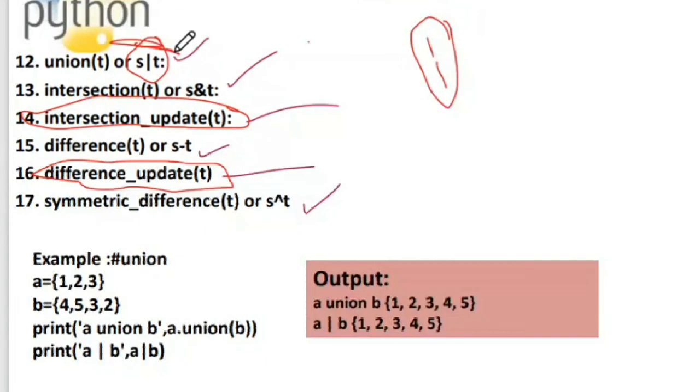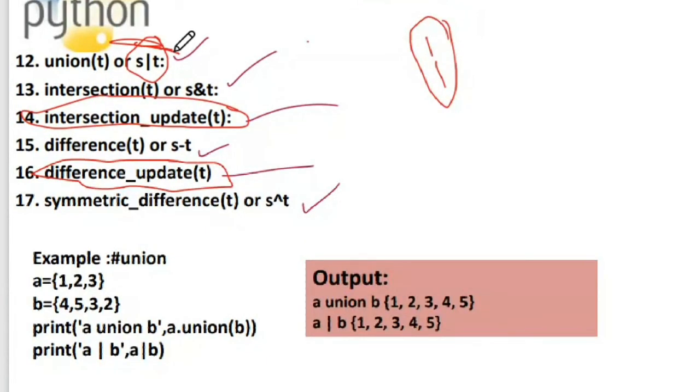So you can also say A dot union B, or else you can say A this one. So you can say A union B in terms of symbolic representation with the pipeline. I have two sets, A is equal to 1, 2, 3, and set B is 4, 5, 3, 2. So I am saying A union B. I am just using the method.